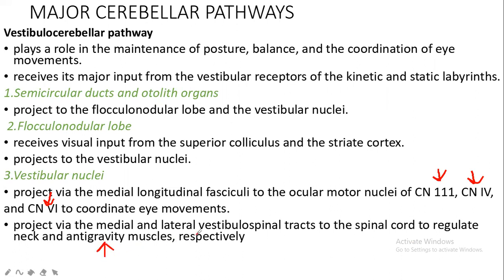So understand that the lateral vestibulospinal tract supplies the anti-gravity muscles, which are the extensors. The medial vestibulospinal tract, which is also continuous with the medial longitudinal fasciculus, supplies the muscles of the neck.